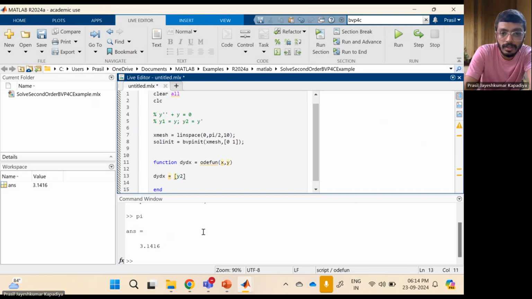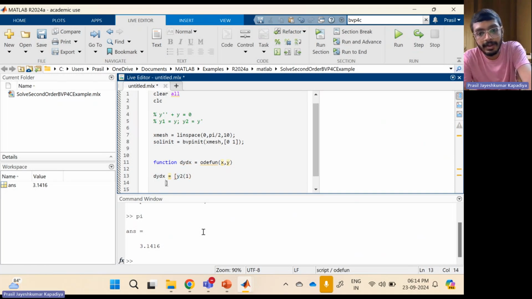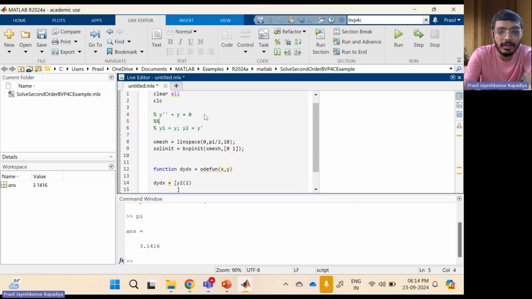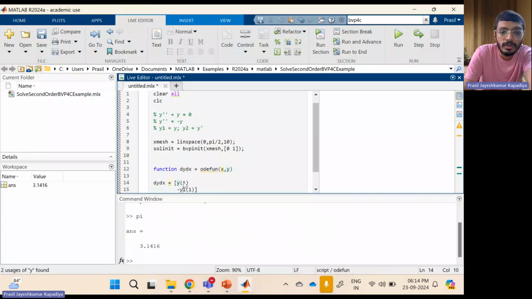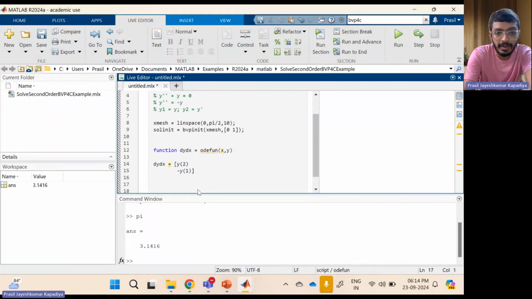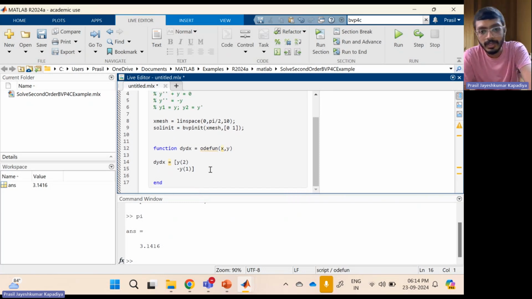So y double prime, I will be showing it via y2 of 1, and my second is y double prime. Okay, how can I write it here? I can write it as y double prime is equal to minus y. So my second component will be minus of y of 1. Not y1, sorry, it's just y of 1 because we are already writing 1 and 2 here. So here it will be y of 2 and y of 1. And I just need to end the function. I guess it is already done. Okay, so this is how you can write down your function.